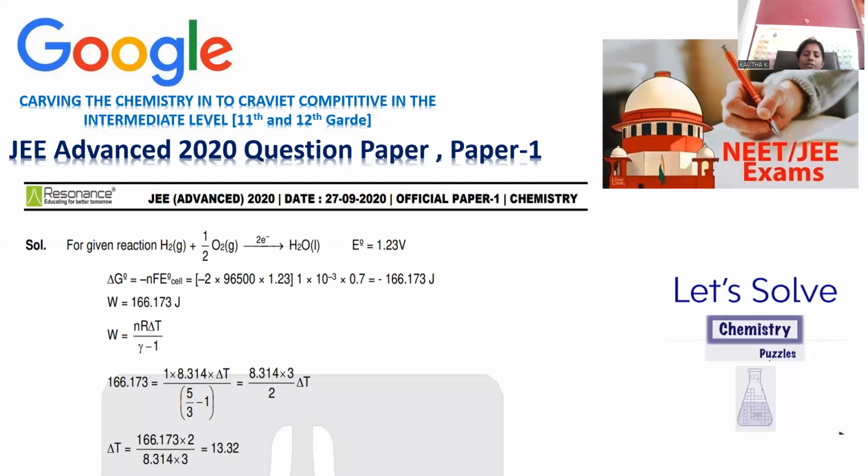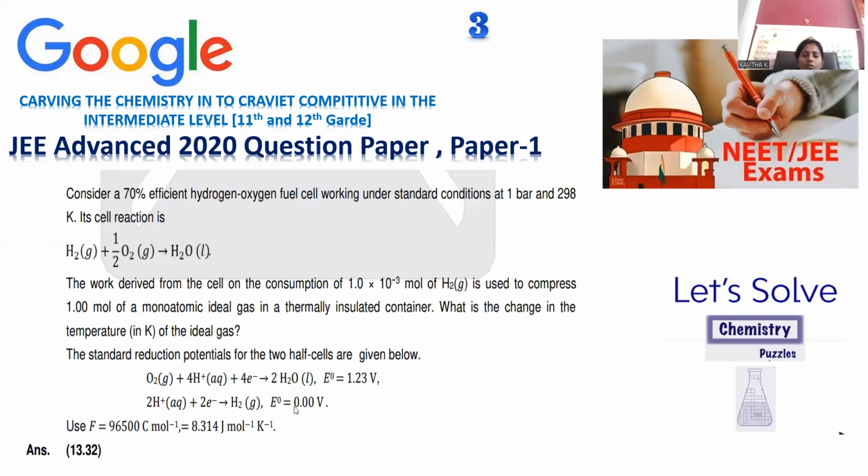Being a temperature change, the 13.32 value will be taken. This is the way we can go for the calculation. For question number 3, 13.32 will be the temperature change for the given gaseous system.